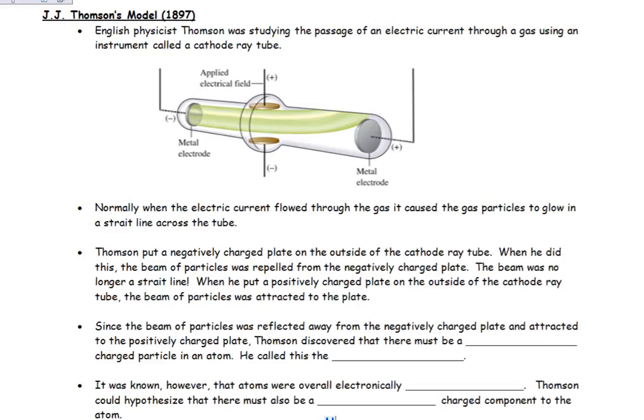And it all goes back to early experiments. So these are very famous experiments. J.J. Thomson is an English physicist who's famous for his cathode ray tube experiment. So he had this glass tube filled with gas, and he hooked it up to an electricity source. Normally, when you turn on the electricity, it formed almost like a laser beam, and the gas would glow in a straight line going across the tube.